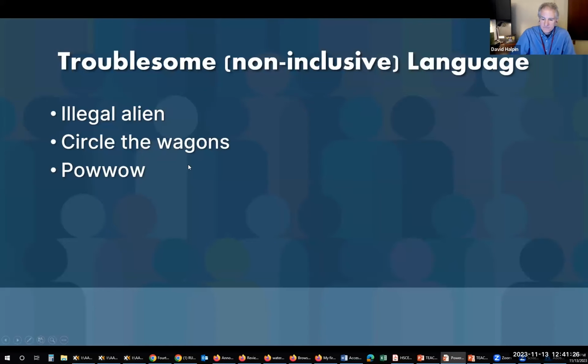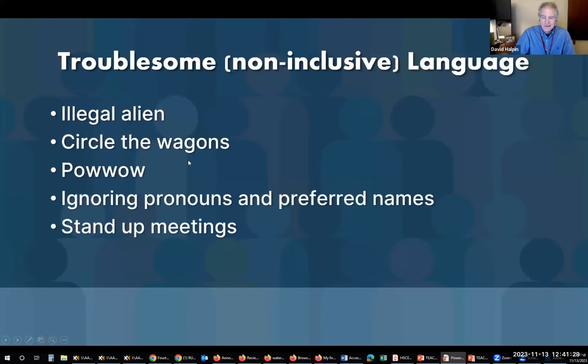And then a couple more things. Troublesome behaviors: ignoring pronouns and preferred names. That's obviously a more recent development. And I listed stand-up meetings here because years ago, I worked at a small company, and they liked to do fad type things. One of the fads at the time was you bring people in for a department meeting, and you have everybody stand up for the meeting. It was supposed to be a 10-minute meeting. Well, at the time I had a bulging disc in my back. So, okay, we stood up for 10 minutes, but their 10-minute stand-up meeting lasted over an hour.